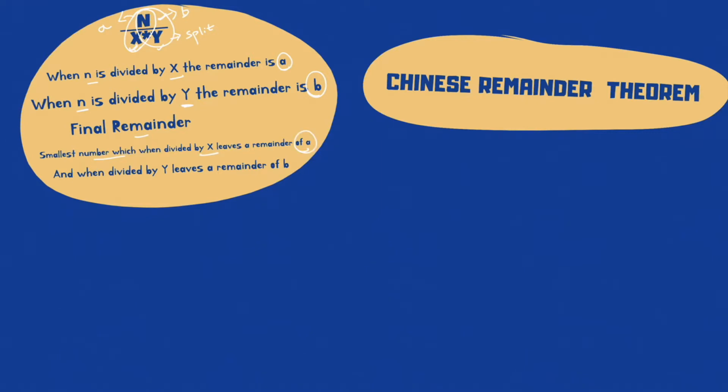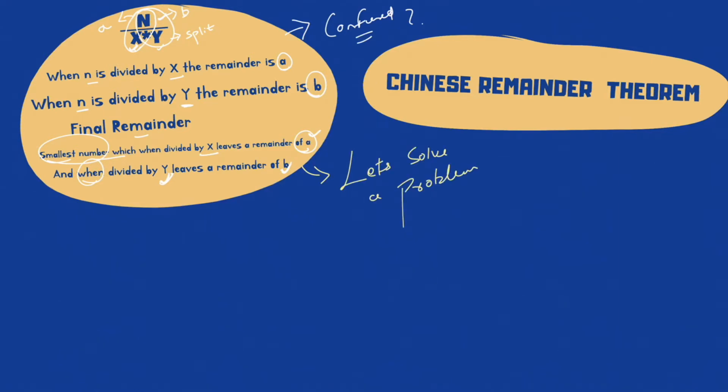And the final remainder is the smallest number which when divided by x leaves a remainder of a and when divided by y leaves a remainder of b. Looks a lot confusing to start with. Let's put this in numbers and solve it to understand the working of Chinese remainder theorem.